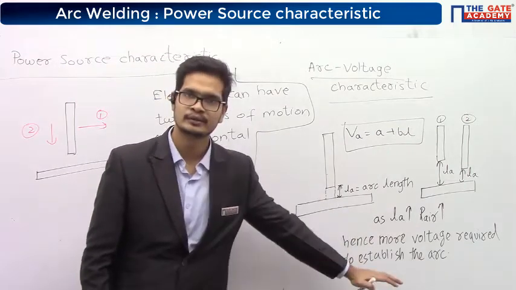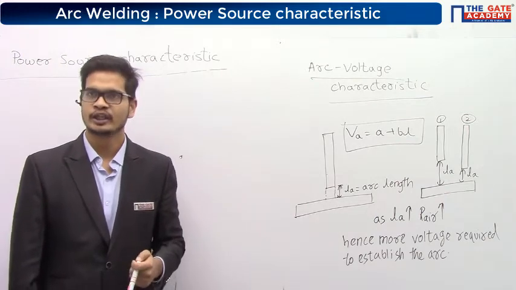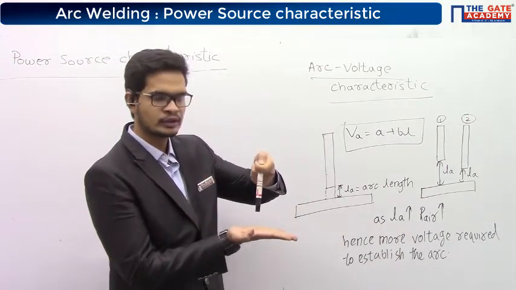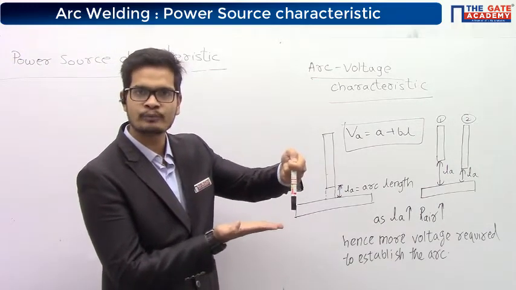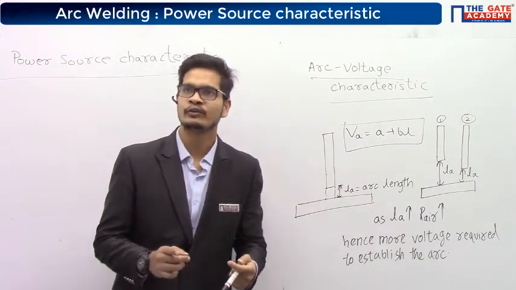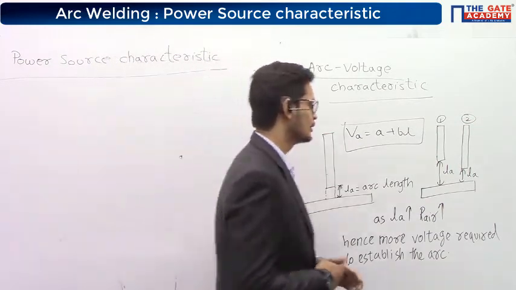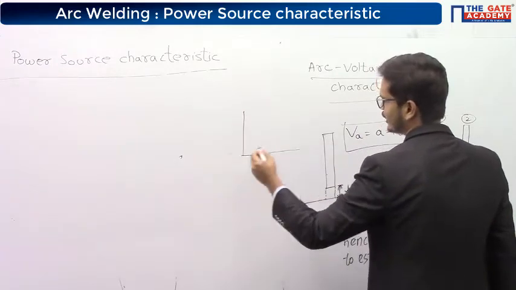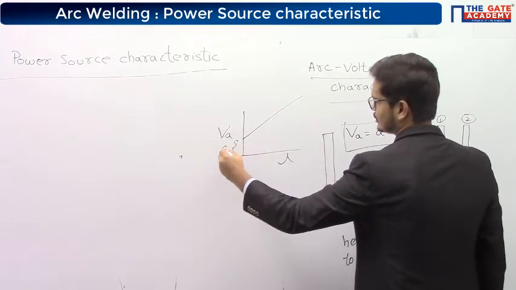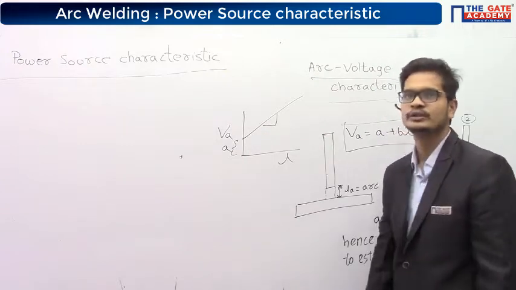Okay, copied? Now, let us suppose you are doing manual arc welding. What happens in manual arc welding is you are giving both the motions to the electrode by yourself. Abhimanyu is asking what is B? B, in a way, is the slope, you can say. This is A. B is the slope.